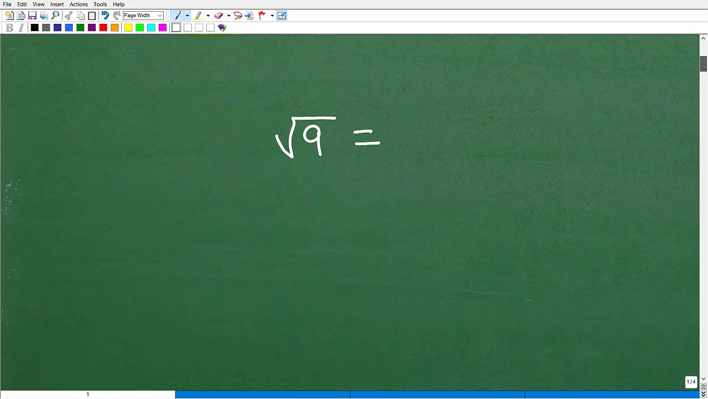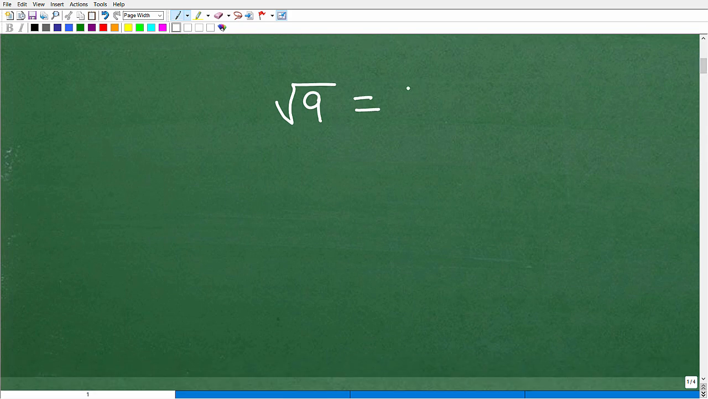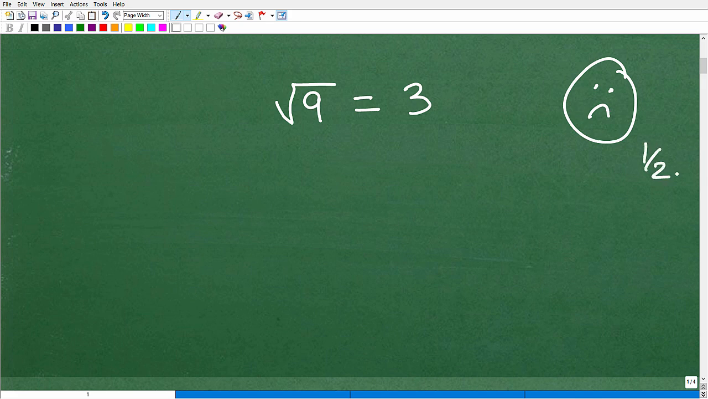Now, let's get to the answer. Drum roll, please. Okay, how many of you said the answer is 3? Okay, so if you said the answer is 3, unfortunately, that is half correct. When you're asked a question, you're saying, give me the answer. Do you want half of an answer or do you want the full answer?